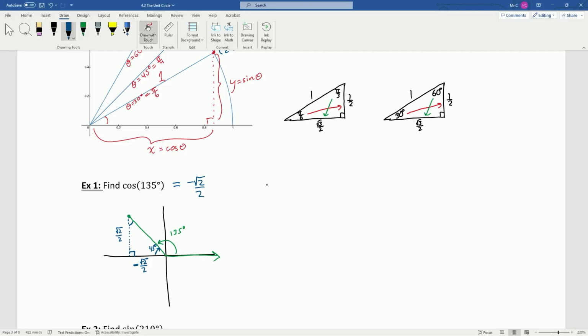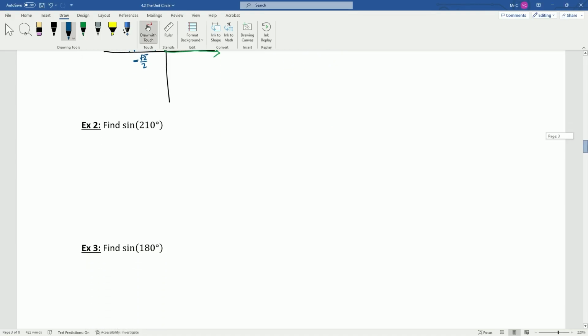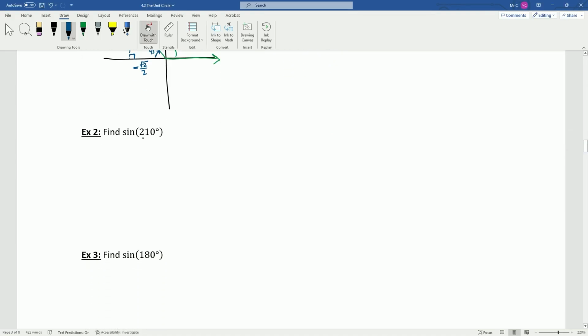Now, I'll just add in the little extra information. What else do we know here? Sine of 135 degrees is positive root 2 over 2. All right, so let's do some more examples and keep applying this idea. So I've got a few more in degrees. We've got sine of 210 degrees. So 210 degrees, we have to think of this as 180 degrees plus 30 degrees, right? So I go 180 degrees, and then I go another 30.